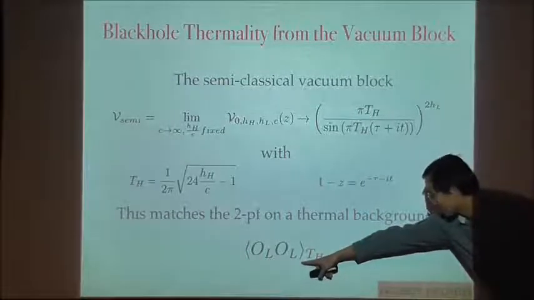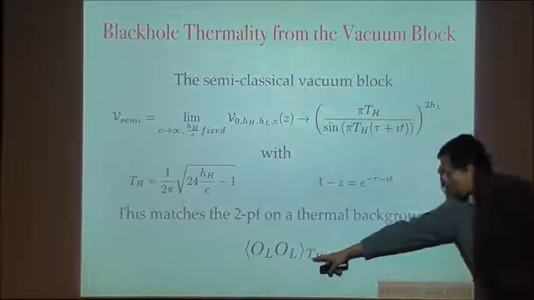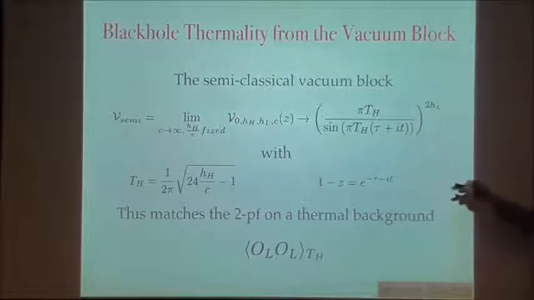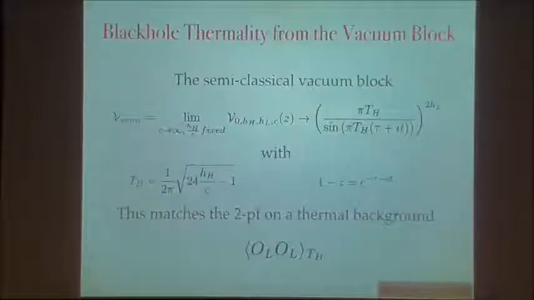Because this correlation function is calculated in a mixed state, in a thermal state, but this is calculated purely in a pure state. So I think one way to think about this is that this is a precise formulation of the eigenstate thermalization hypothesis. You can just create something that looks like a thermal background just by using a very high energy eigenstate.